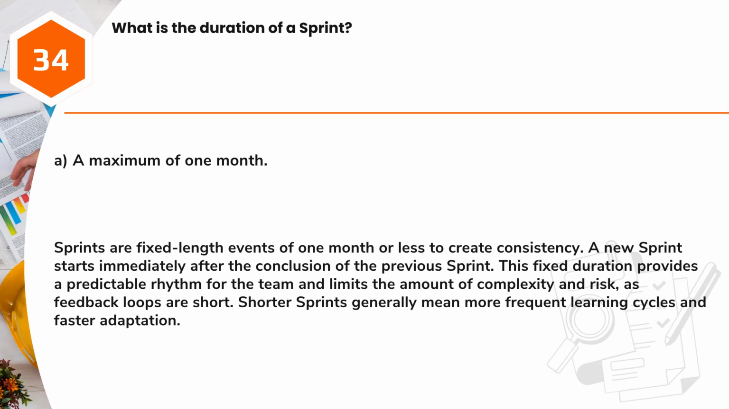Answer, A. A maximum of 1 month. Sprints are fixed-length events of 1 month or less to create consistency. A new sprint starts immediately after the conclusion of the previous sprint. This fixed duration provides a predictable rhythm for the team and limits the amount of complexity and risk, as feedback loops are short. Shorter sprints generally mean more frequent learning cycles and faster adaptation.